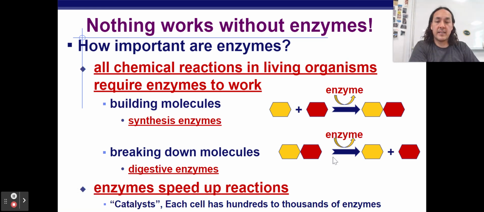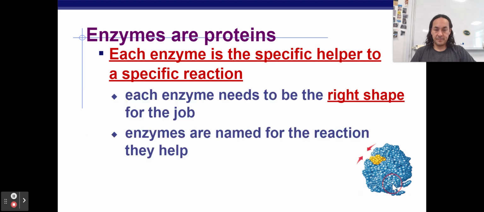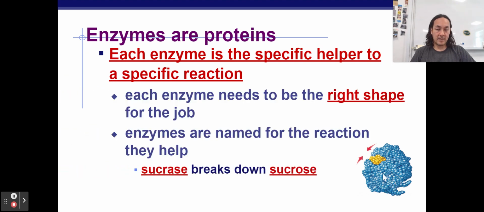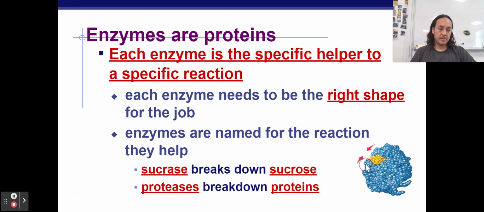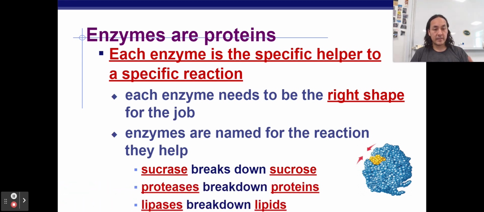All right, let's do this. So nothing works without enzymes. We need them to put together molecules and to break them down. Enzymes are called catalysts. They speed up chemical reactions. Enzymes are specific. They must have the right shape for the job. They're often named after what they do, and they often end in ASE. That's a trick for you. So sucrase breaks down sucrose. Proteases break down proteins. Lipases break down lipids. DNA polymerase builds up more DNA.